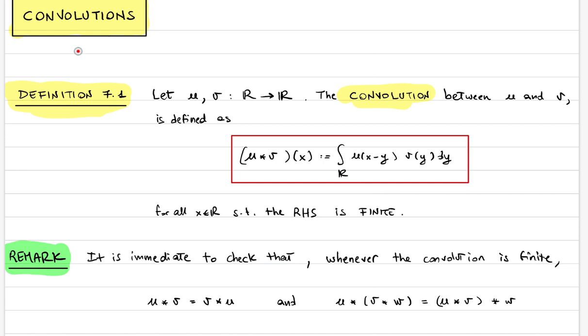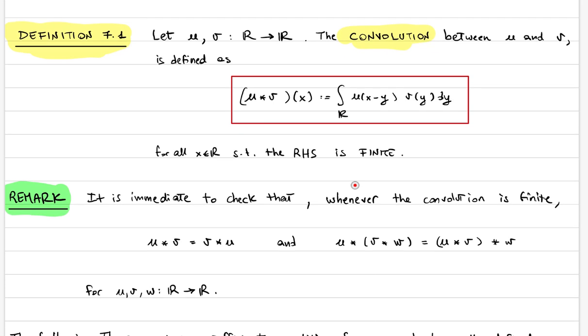So just briefly to recap, given two scalar functions u and v, the convolution between u and v is defined with this symbol here, u star v, and this is a new function whose value at x is defined as this integral of u evaluated at x minus y times v(y), integrated with respect to y, where this dy is the one-dimensional Lebesgue measure.